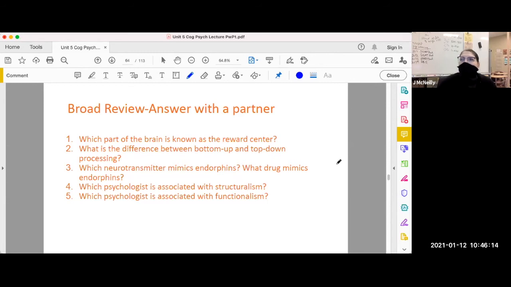All right, the limbic system is not the reward center. The limbic system deals with emotions and also memories, like the hippocampus is a part of the limbic system. Think more lizard brain. Oh no, that's fine, I understand.